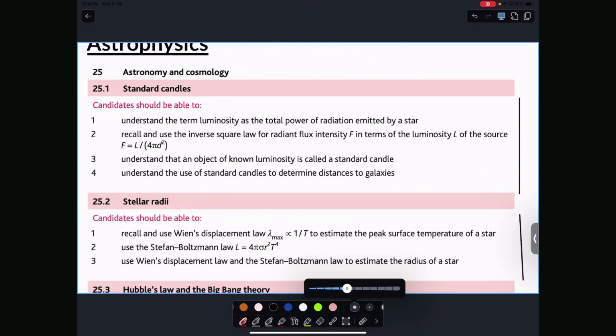Understand the term luminosity as the total power of radiation emitted by a star. We have seen that, right? Then recall and use the inverse square law, which comes from waves. Understand that an object of known luminosity is known as a standard candle. Understand the use of a standard candle to determine distances of galaxies. This is important, for far away galaxies it's possible. Right, so that is it.